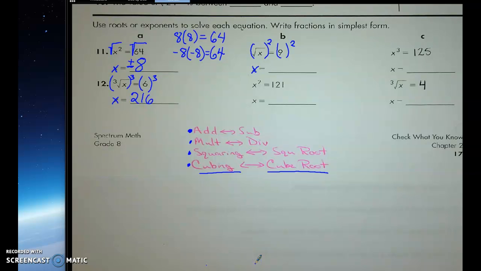Looking at B, x squared. The inverse is square root. So square root of x squared, square root of 121. Square root of x squared is going to give you x. Square root of 121 is going to give you your answer. And then go ahead and finish up with C.